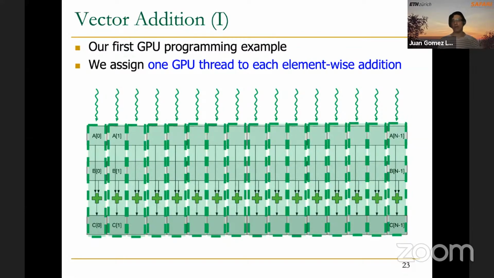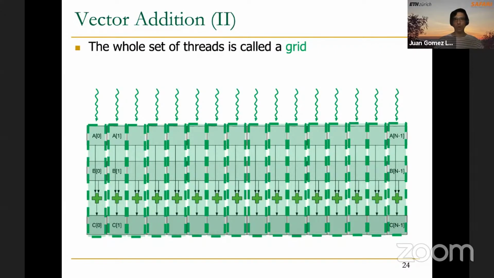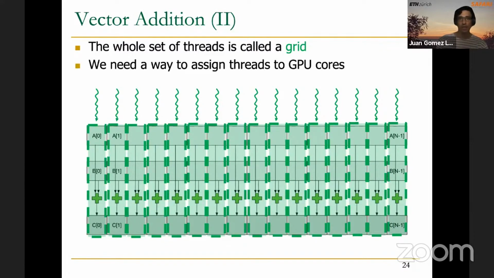And here we may have, how many do we have? We have n threads, right? This n might be huge. This n might be millions. So this whole set of threads is what we call a grid of threads. But recall, this n might be very, very large. We might be talking about millions of threads, right?